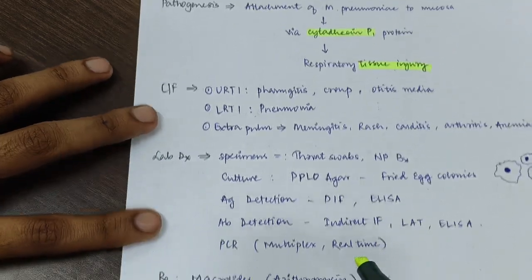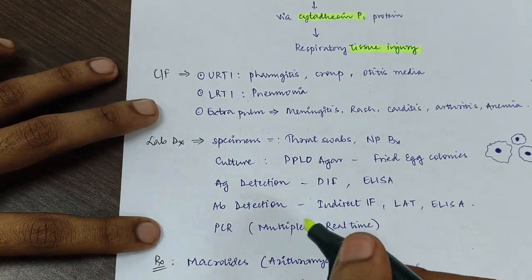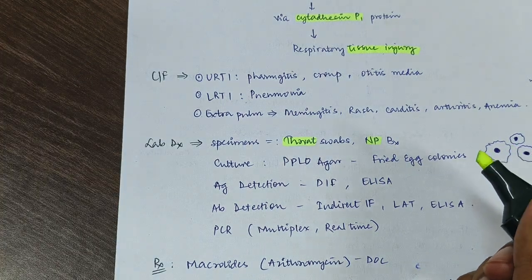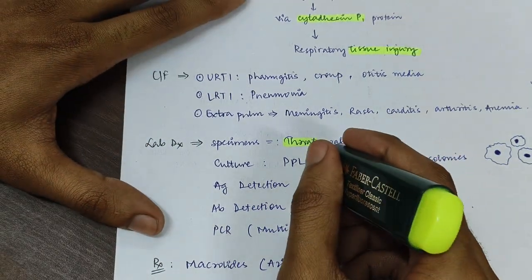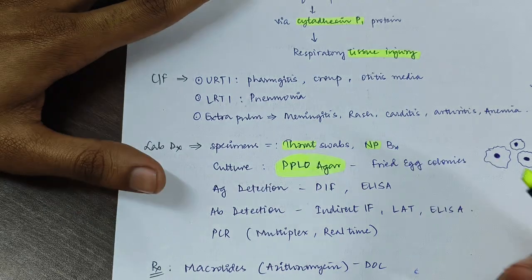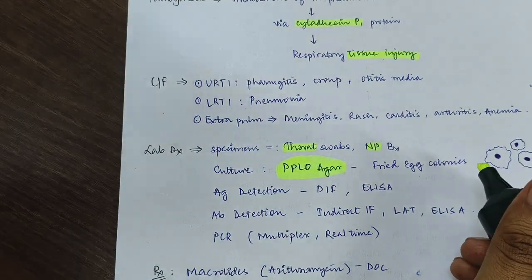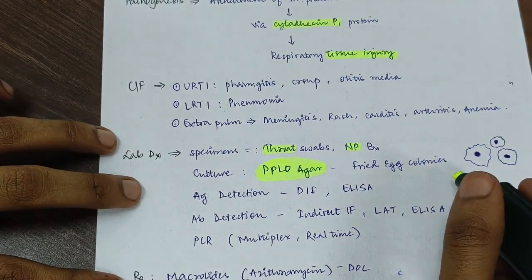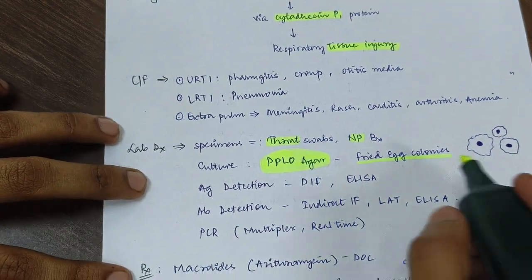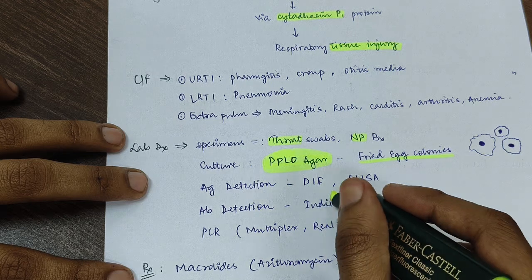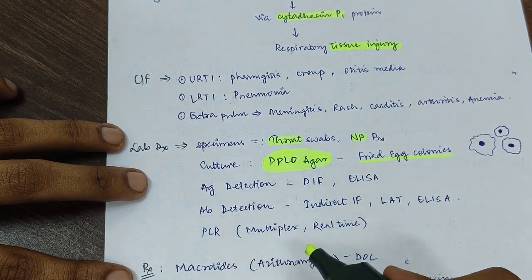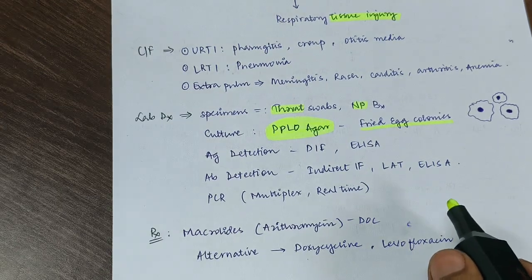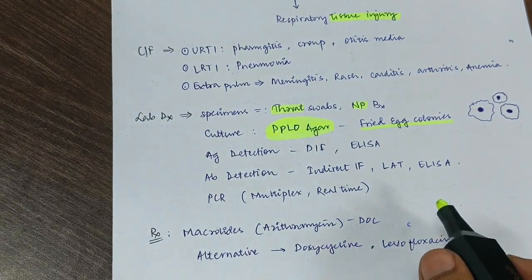Okay. Lab diagnosis is basically the specimens. In the specimens, you take from the throat, and nasopharynx biopsy can also be used. Culture: it is very specific for PPLO agar. Okay, PPLO agar is very specific. You're going to see the fried egg colonies. Fried egg colonies. It is very specific. Then antigen detection using direct immunofluorescence and ELISA techniques. Then antibody detection using indirect immunofluorescence, latex agglutination test, and ELISA. Irrespective, you can mention antigen antibody detection in all the organisms.